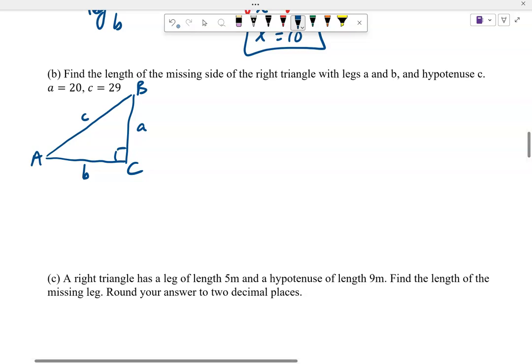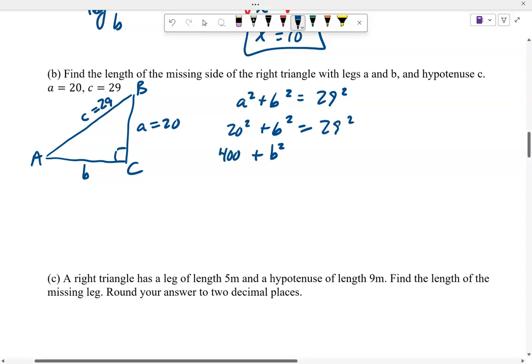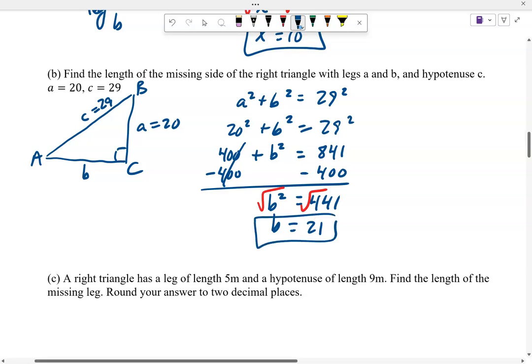So go ahead and write A. They give us A is 20, and they give us a hypotenuse 29. And so we've got A squared plus B squared equals 29 squared. So we've got 20 being squared, B we don't know, equals 29 squared. So we've got 400, and 29 times 29 gives us 841. We'll go ahead and solve for B squared, so we'll isolate the B squared. And now we square root both sides here, and we get B ends up being 21, because 21 times 21 is 441.